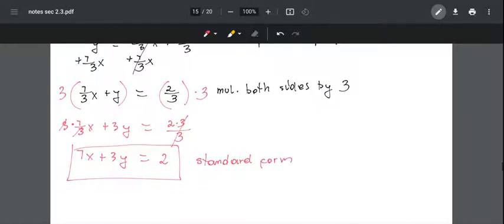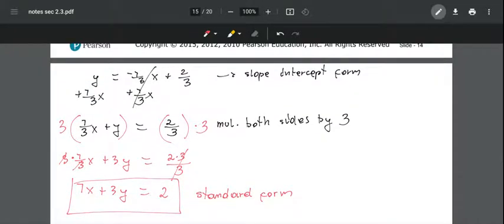Okay, just going back, I want to explain that 7 over 3 x plus y equals 2 over 3 was also standard form, but we prefer that the coefficients of x and y are integers. That's why we multiply both sides of the equation by 3.